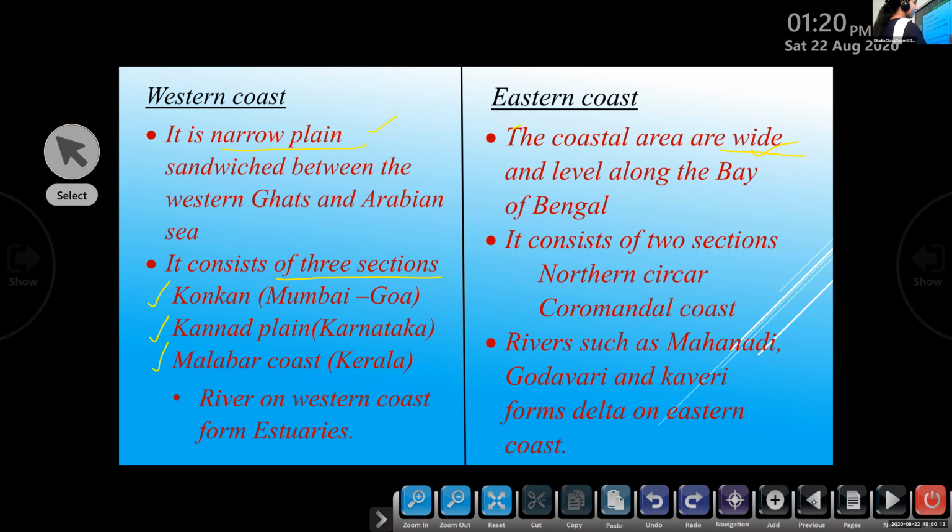Eastern coast consists of two sections: Northern Sirkar and Coromandel coast. Third difference is rivers on the western coast form estuaries and rivers on the eastern coast form delta. This part is clear? Shall I move to the next topic?